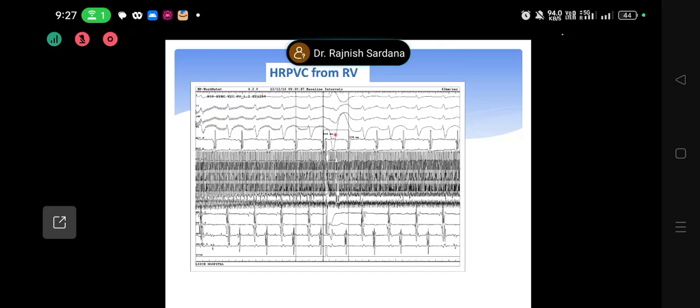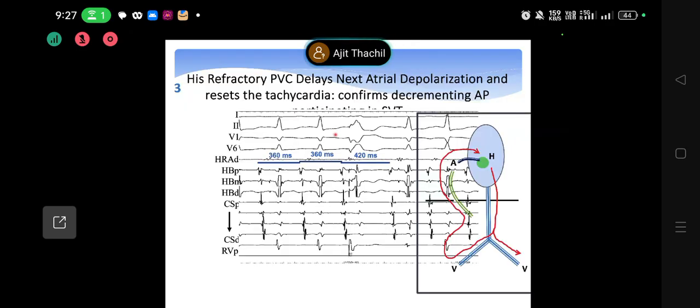Ajit, I can quickly ask you something. Sorry to interrupt you. In the previous one, why can't it be that the tachycardia stopped and then restarted? Possible. We need to show these things more than once. Like in any case where there is a termination, we need to show it more than once. Okay. Fine.